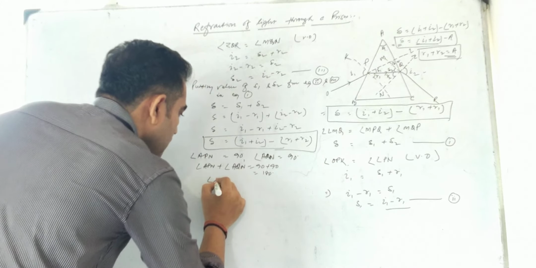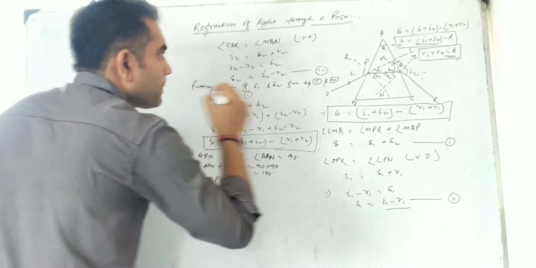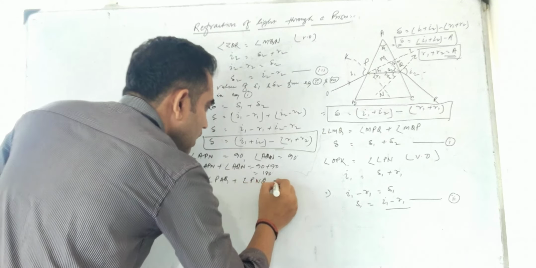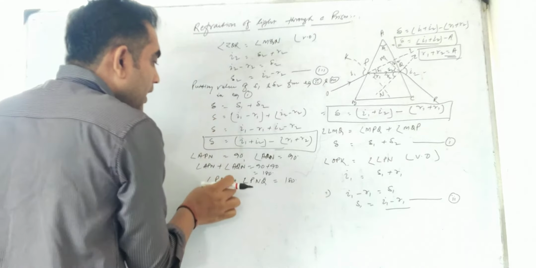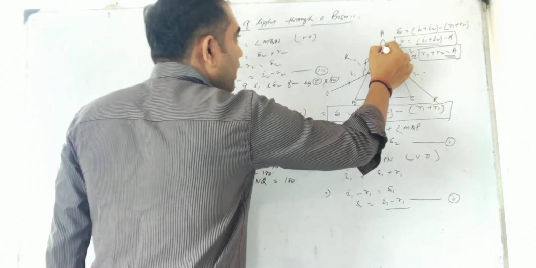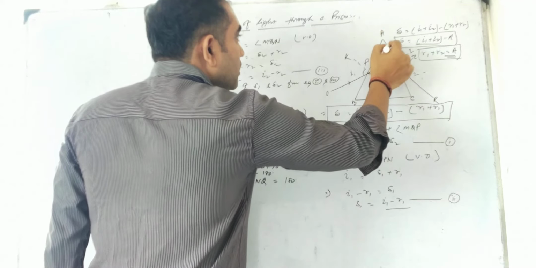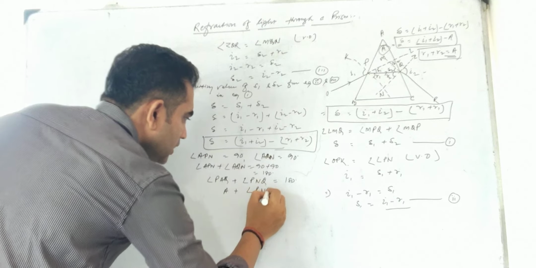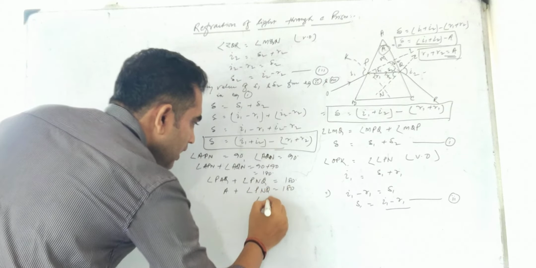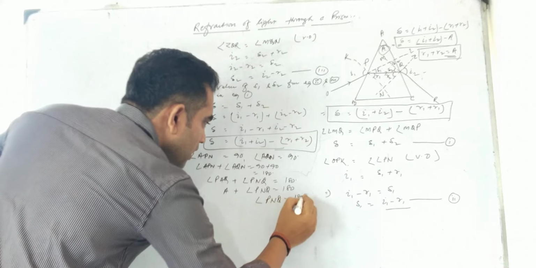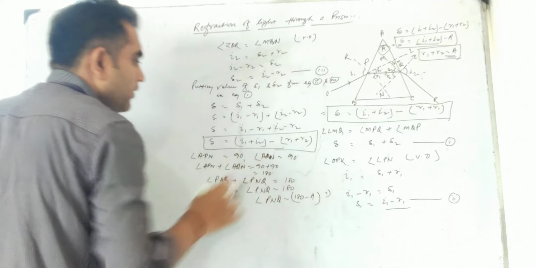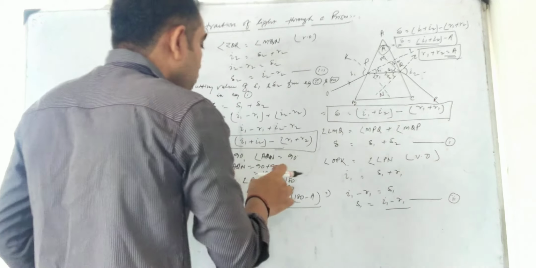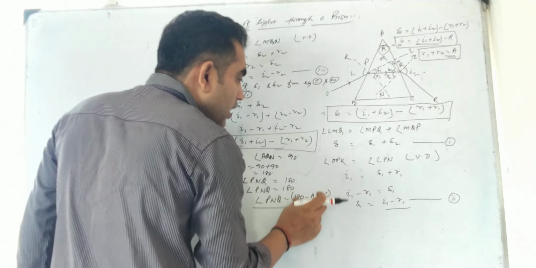Angle PAQ plus angle PNQ equals 180 degrees, and angle PAQ has the value A. So A plus angle PNQ equals 180 degrees, and angle PNQ equals 180 minus A. So for PNQ we got the value 180 minus A.